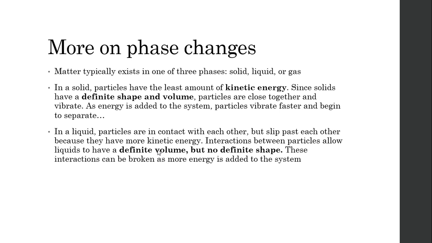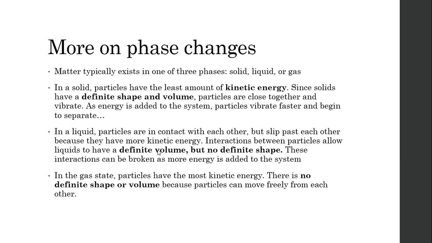Liquids are going to take the shape of the container that they happen to be in. So if it's in a cup, it'll be the shape of the cup. If we pour it out on the table, it's now the shape of the flat table. However, it's still a definite volume. If we have 100 liters of water in a cup, a really big cup, or if we have 100 liters of water on the floor, it's still the same volume, it's just spread out differently.